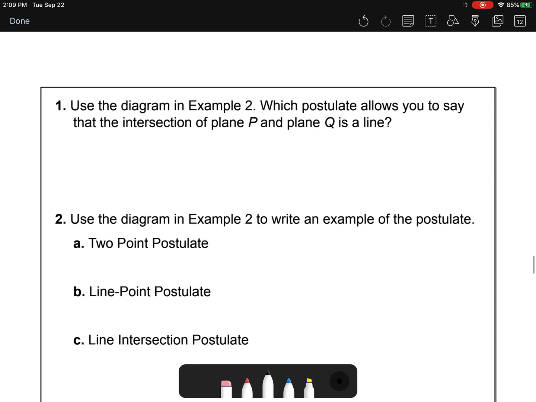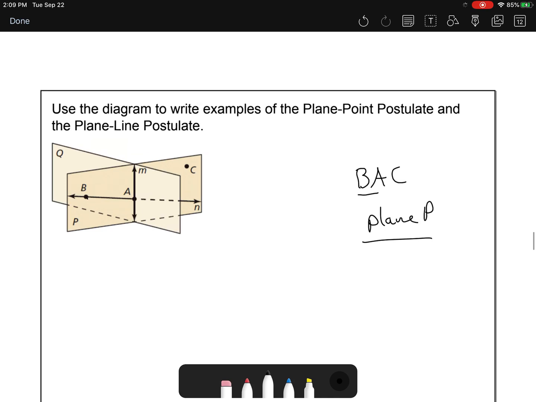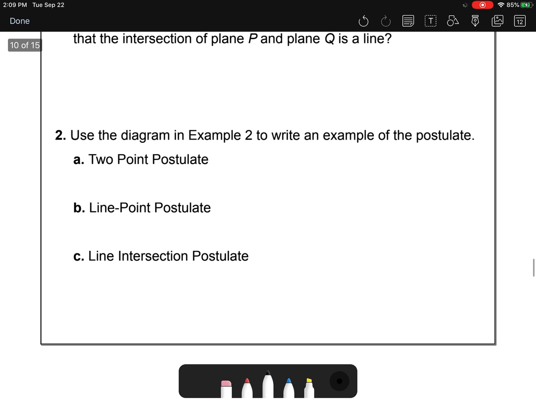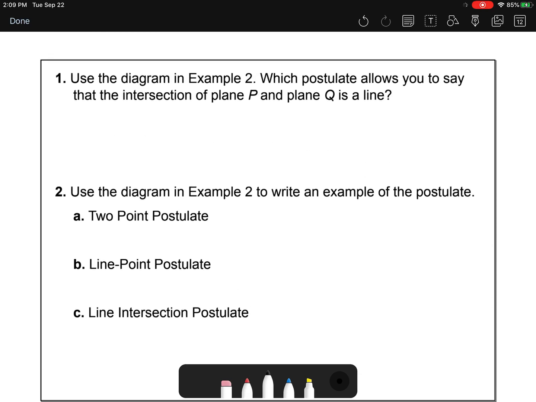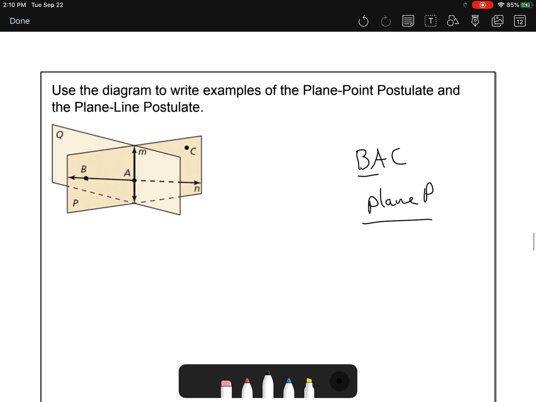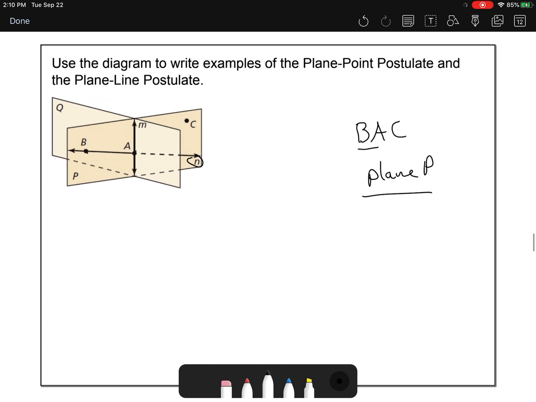Now, example 2 says use the diagram to decide which postulate allows you to say that the intersection of plane P and plane Q is a line. Well, it's the intersecting planes postulate, right? The plane intersection postulate, because 2 planes intersect in a line. Now, use the diagram in example 2 to write an example of the 2-point postulate. Through any 2 points, there's 1 line. Yep, A and B, there's 1 line right there, N.